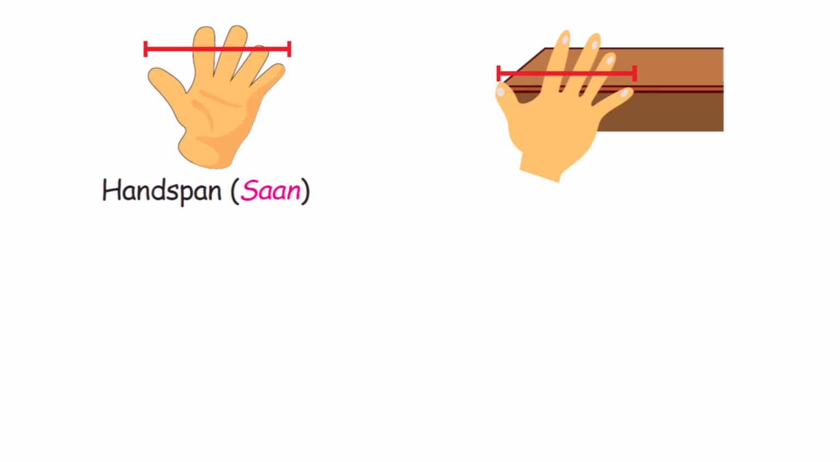Look at the first picture. Red line is drawn from the tip of the thumb finger to the tip of the little finger. That is handspan. Look at the second picture. The length of the table is measured using handspan.